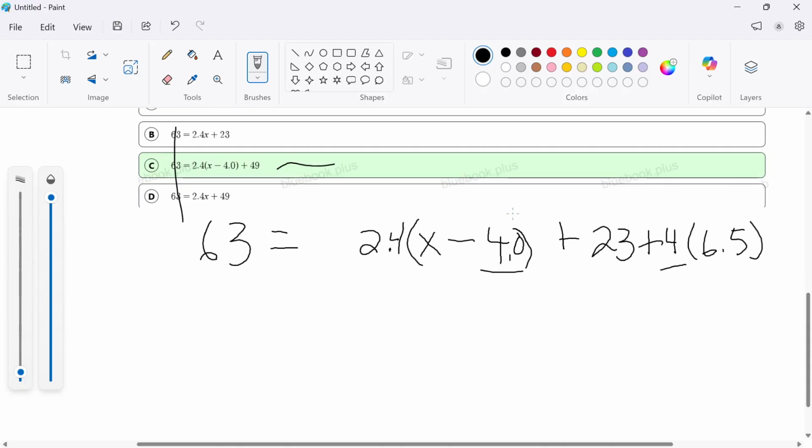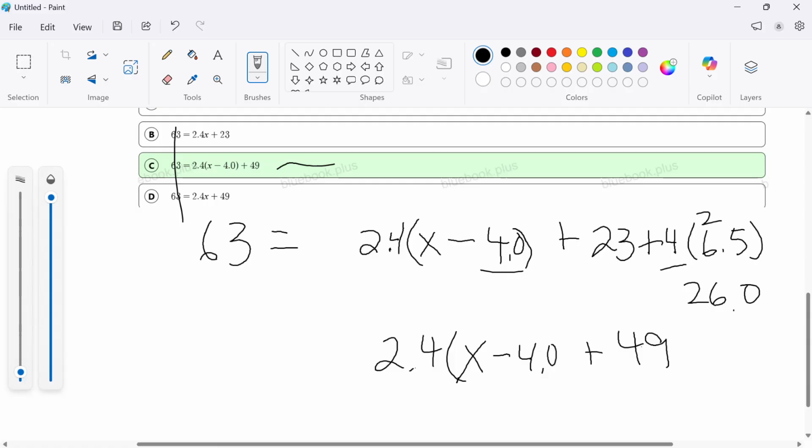So 4 times 6.5 is 26. 26 plus 23 is 49. So it's 2.4 times (x minus 4.0) plus 49 equals 63. And that's answer choice C.